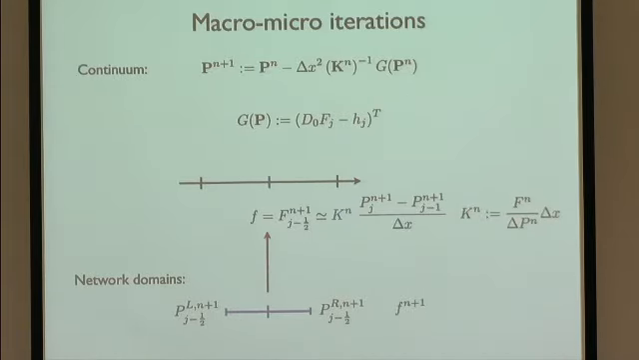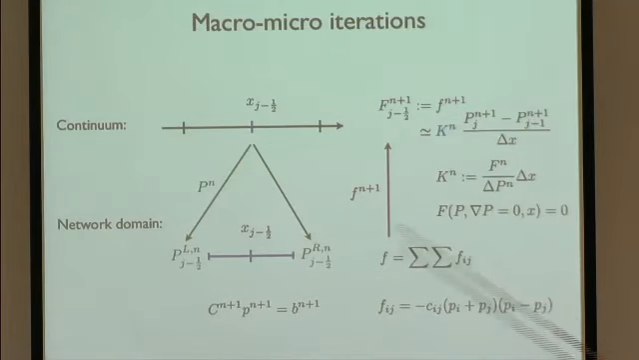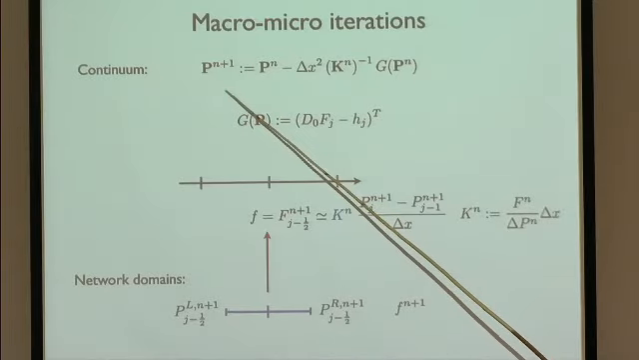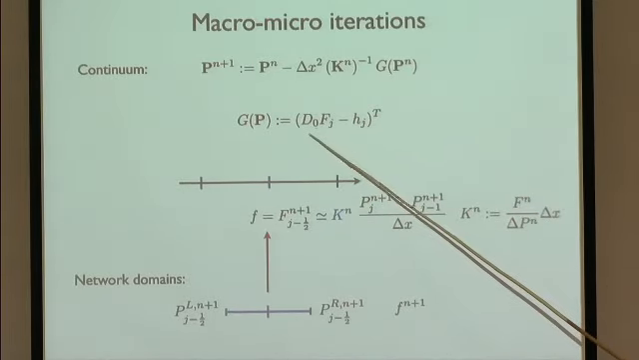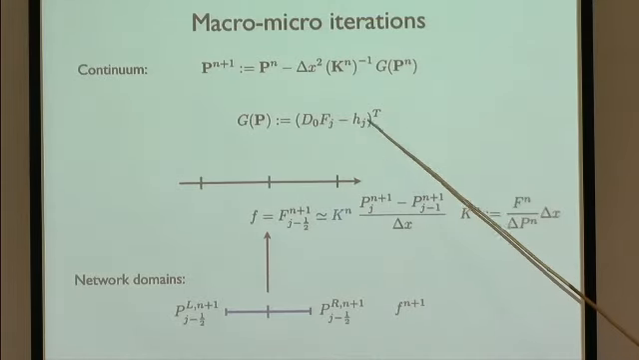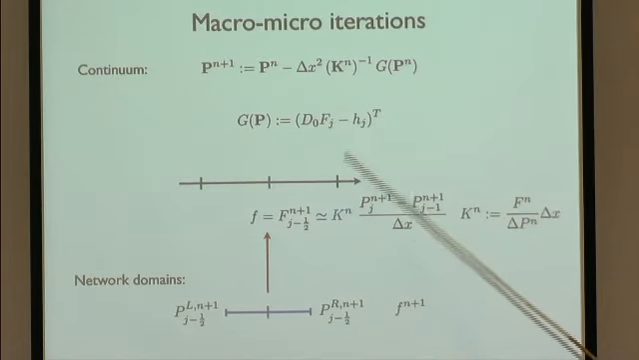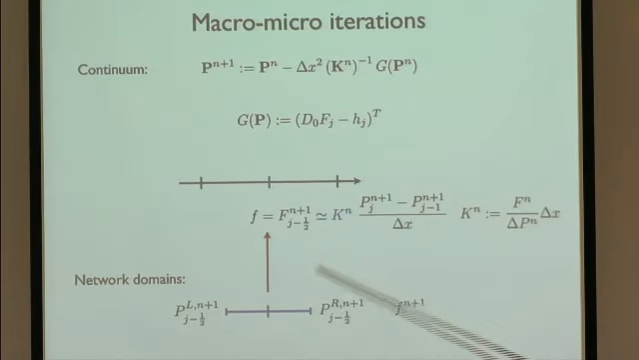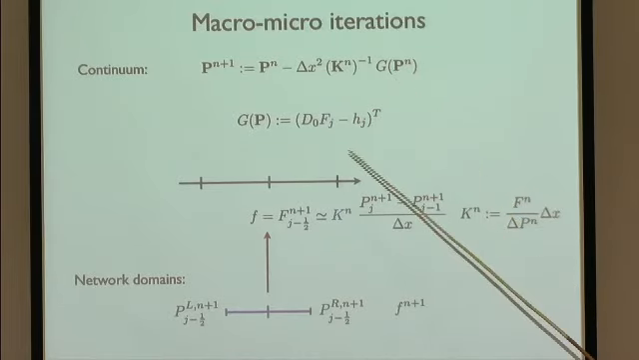If you look at the continuum scale and how the scheme should go, then you can summarize the iteration as the following, where the g function over here is going to be something like this. This is a center difference of fj minus the source term on the right-hand side. The value of fj is approximated, as I mentioned earlier, by the network domain. And of course, the iteration converges when we find the roots of this g function.